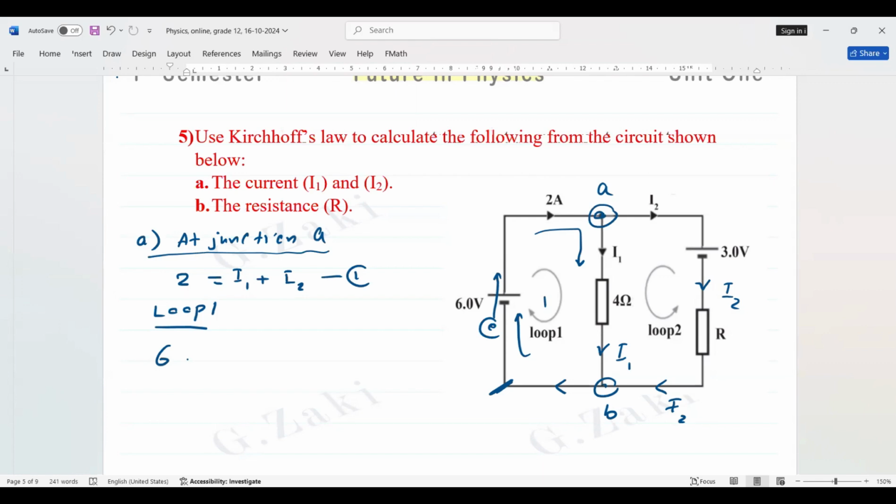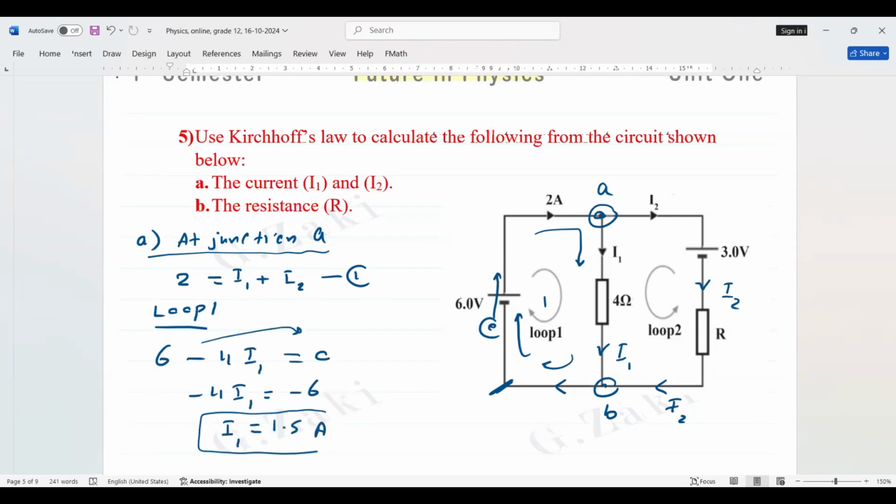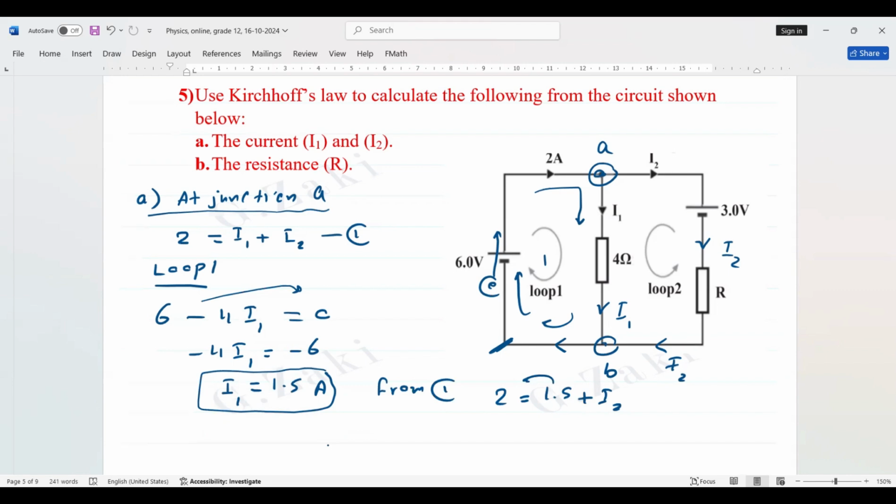Shift 6 to the other side, negative 4 I1 equals negative 6. Divide by negative 4 both sides. So I1 equals 1.5 ampere. Substitute in equation 1. So from equation 1, 2 equals I1 1.5 plus I2. Shift 1.5 to the other side, it will be minus. Then I2 equals 2 minus 1.5, which is 0.5 ampere. So this is the value of I1 and I2.